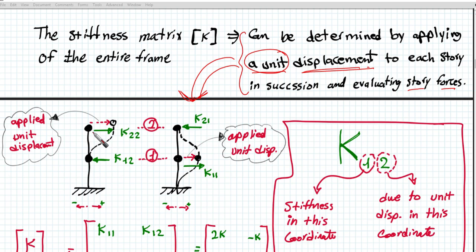If you look here, now we can generalize our system, the frame, to be like 2 degrees of freedom, as you can see here. In this case we are going to apply a unit displacement at the top, at floor 2. So this is unit displacement here, as if we are moving this point in this direction, delta equal to 1 unit.